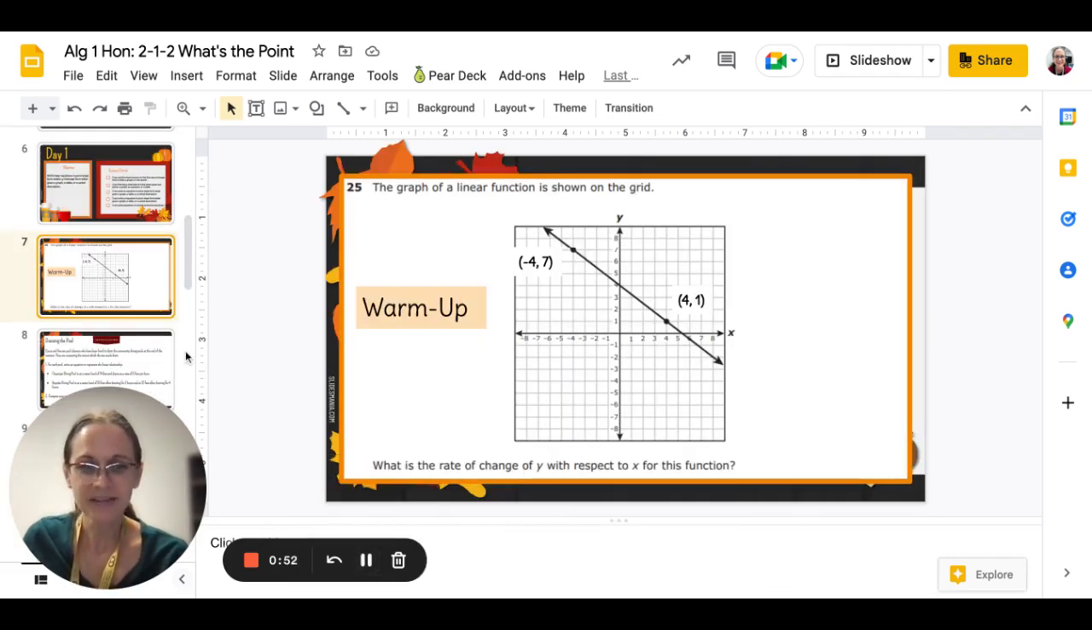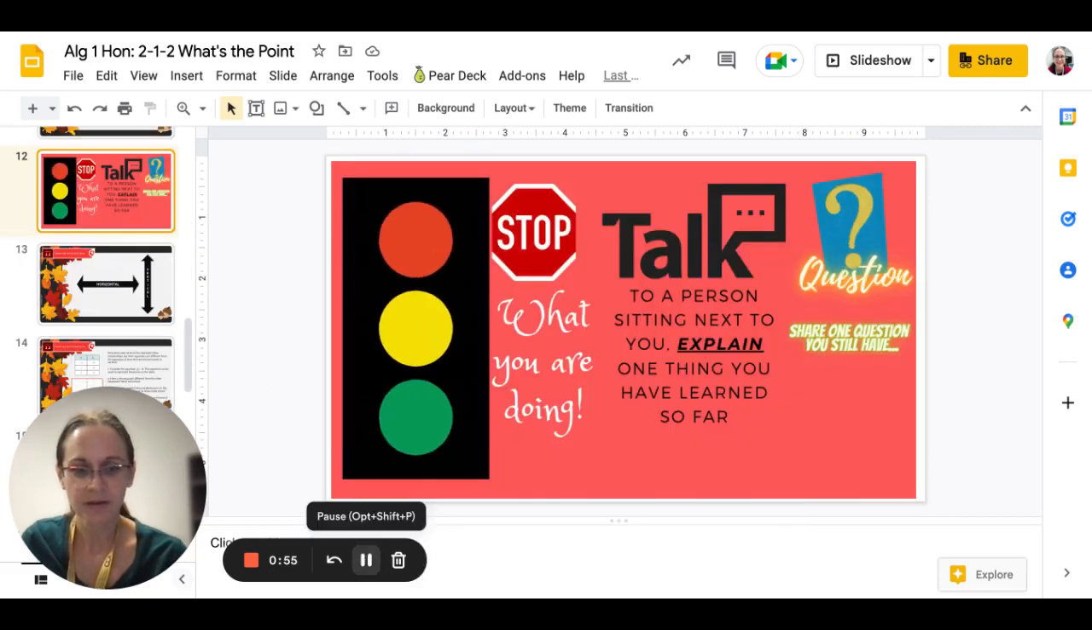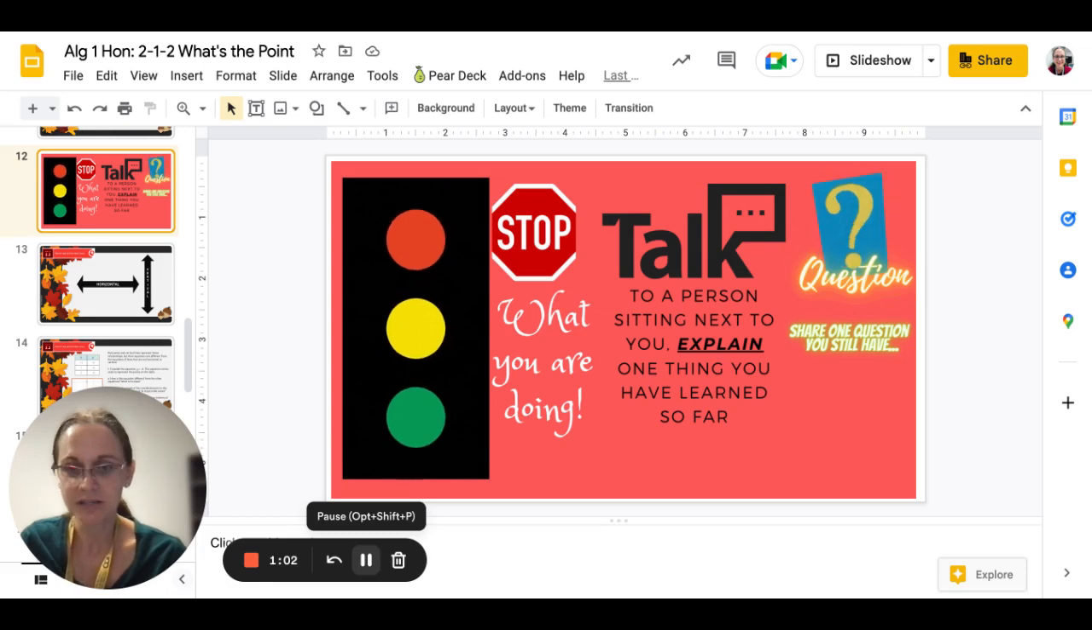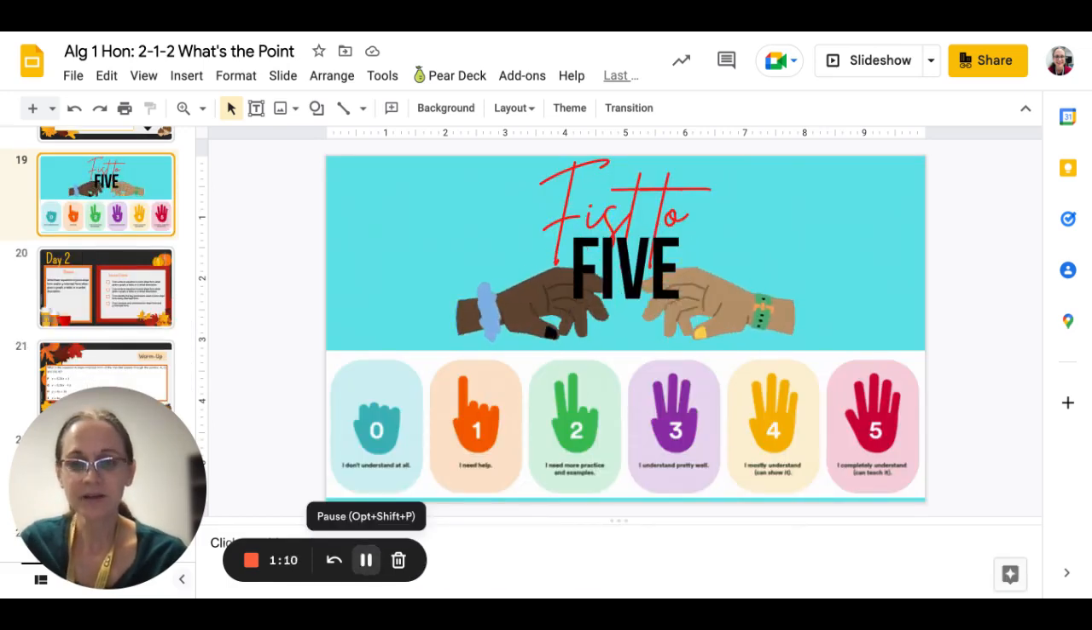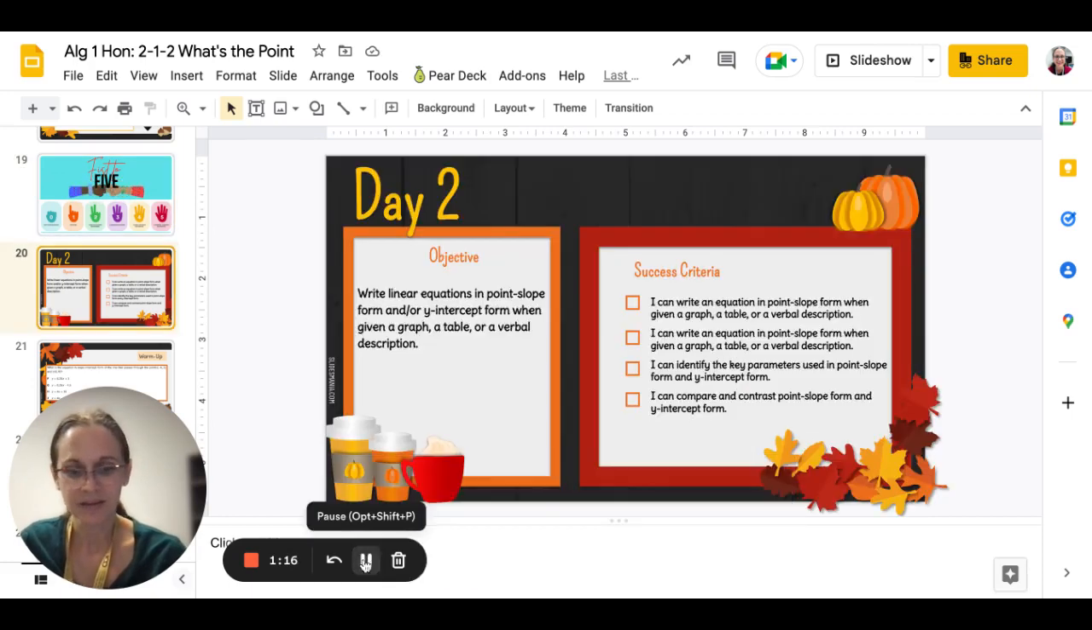In the slides, I replaced the Carnegie warm-up with a STAR warm-up question. And about halfway through the lesson, you'll see a check for understanding embedded directly in the slides. For this one, students just pause in the work that they're doing and talk to the person sitting next to them and explain one thing that they have learned so far. There is another check for understanding at the end of day one. It's a fist to 5 in which students evaluate their own learning.